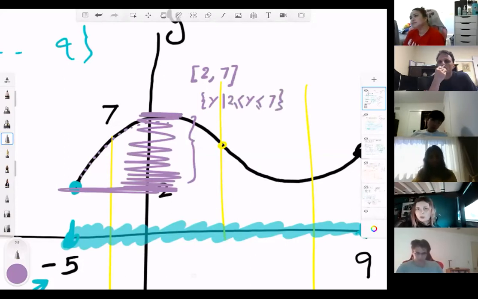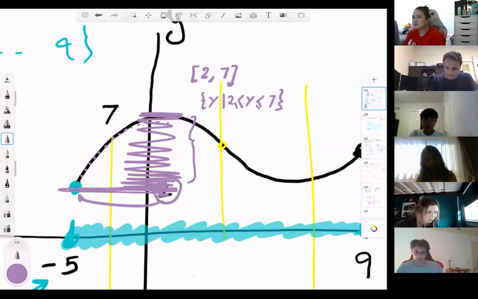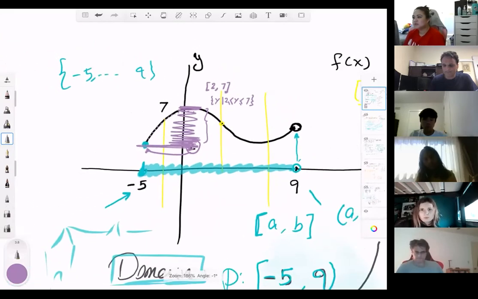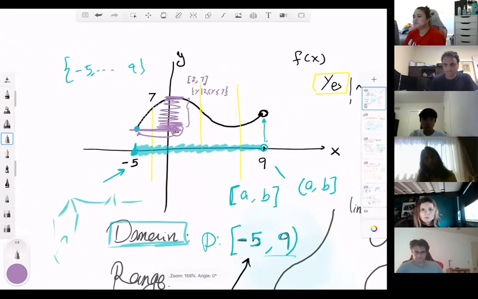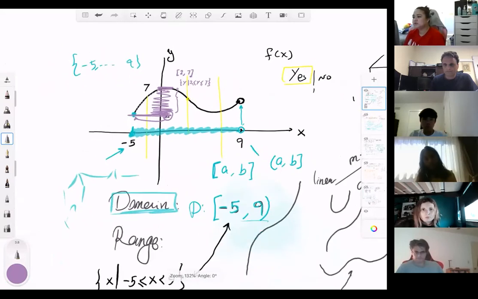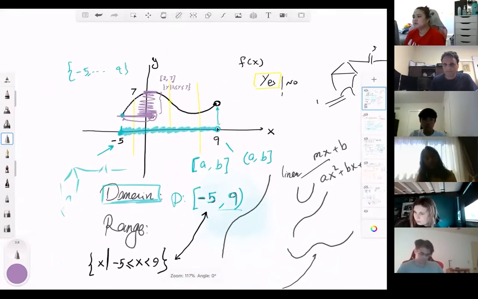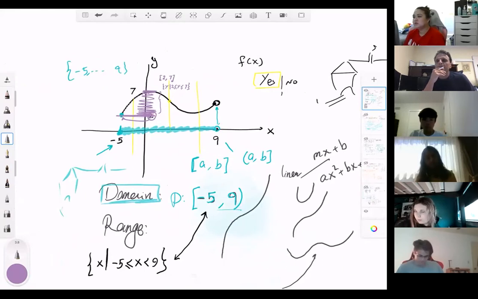For the range, is it always brackets or no? Good point. I use bracket because that 2 is a closed circle, good. And 7, I don't see any open circle. So that's why I put bracket. Any questions? Does that make sense?